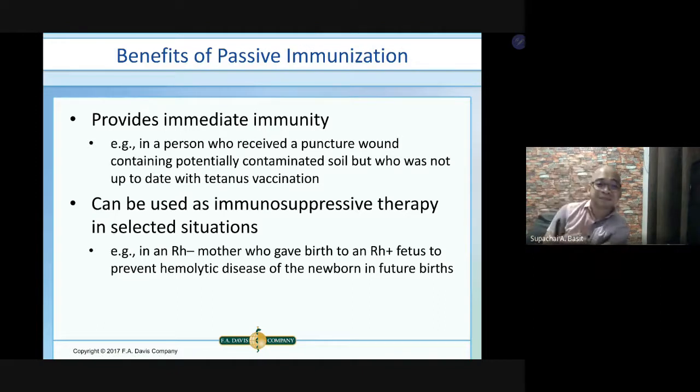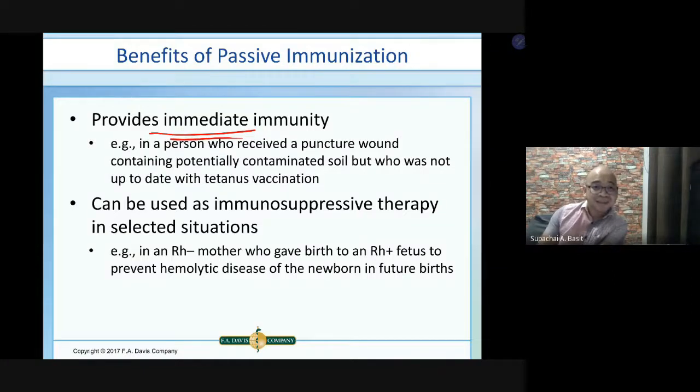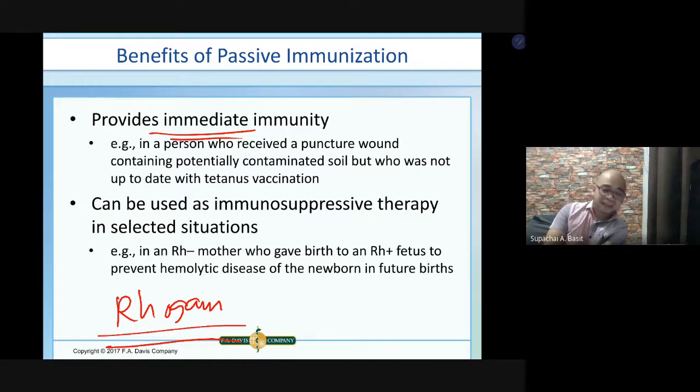So the benefit of passive immunization is that it provides immunity, immediate immunity. You don't have to wait. So in a person who received a puncture wound, potentially containing soil with tetanus spores, okay, we need to have anti-tetanus, not tetanus vaccination. Okay? Kasi pag tetanus vaccination, antigen yung binigay mo. It will take some time before it produce. But kapag binigay mo agad ng anti-tetanus, there is an immediate immunity. And it can be used as immunosuppressive therapy in selected situations. So for example, we give Rogam to prevent RH hemolytic disease of newborn.